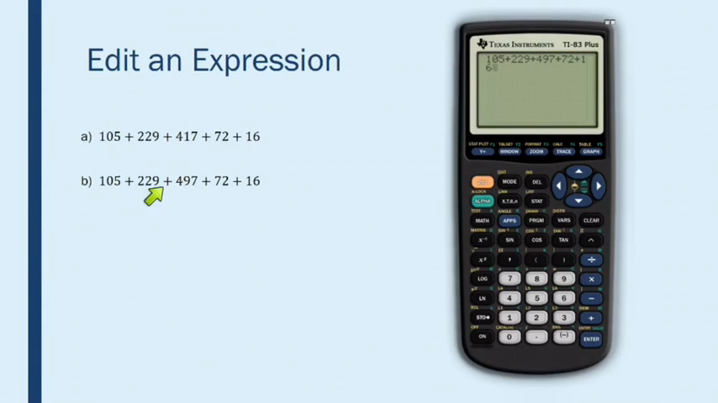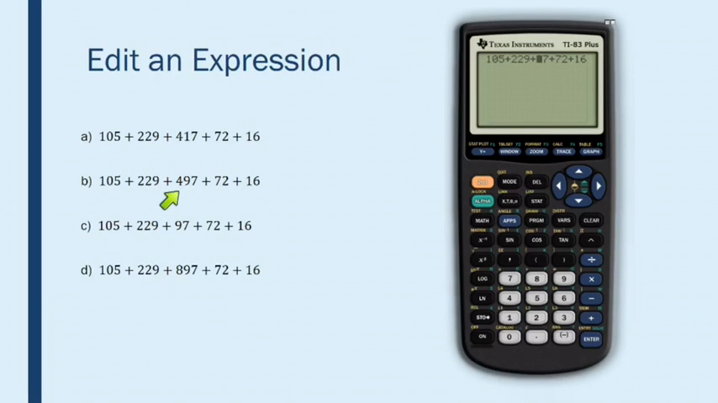And now if I wanted to, I could press enter. Or let's say that we've got expression B here, and we would like to change that to expression C. So this time we would like to change the 497 to just a 97. In other words, we need to delete the 4. Well, we have this delete key here, DEL, and so all you need to do is left arrow until your cursor is over the number that you want to change. And now that I have my cursor over the 4, I can just press the delete key, and there's the new expression.